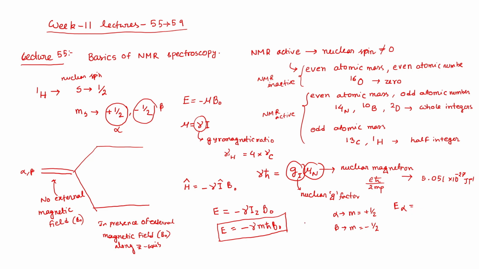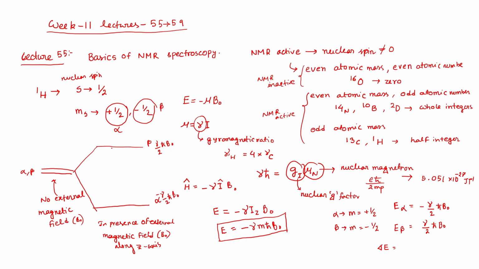So the energy is going to be actually negative, right? Negative gamma by 2 h cut B0. And what is going to be the energy of beta? That is plus gamma by 2 h cut B0. So what is the energy difference going to be? Firstly, this has higher energy, right? This is positive, so this is actually beta and this is alpha. So this has energy gamma by 2 h cut B0, and this is minus gamma by 2 h cut B0.